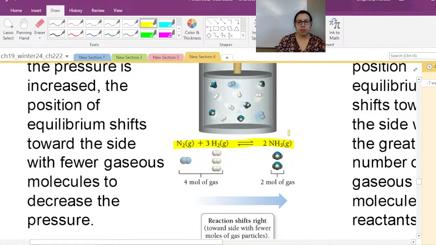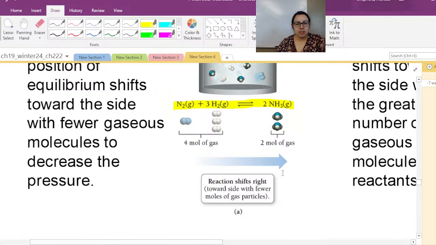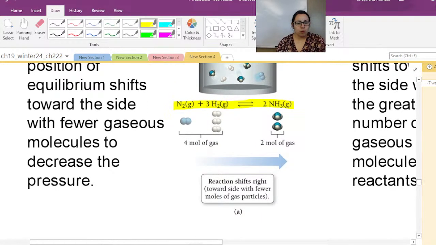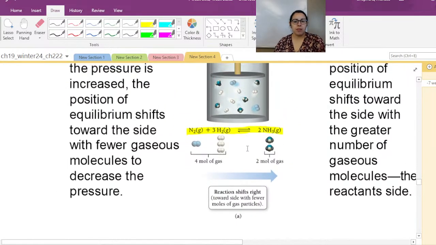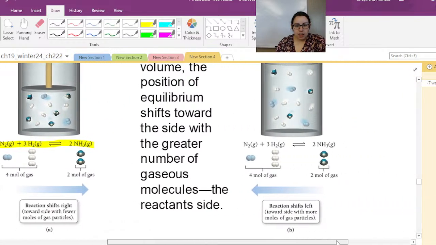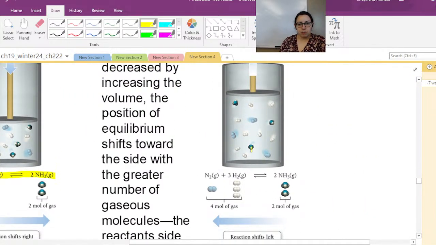If our desired product is ammonia, notice we're reacting 4 moles of gas and making 2. So in order to help drive this very difficult reaction, they run it at high pressures. Running at high pressures, or decreasing our volume, would cause it to shift to the right, favoring those fewer particles. And of course, decreasing the pressure or increasing our volume would cause it to shift back and favor our reactants.